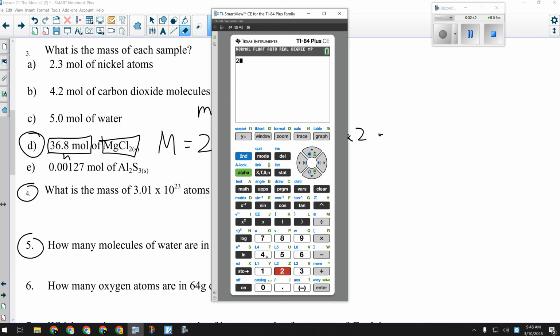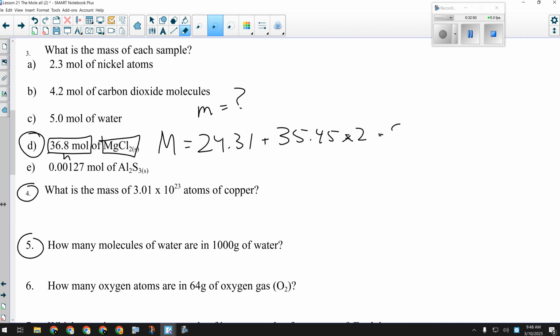Okay, so 24.31 plus 35.45 times 2. All right, so 95.21 grams per mole. Okay, so we've got molar mass and now we've got N.